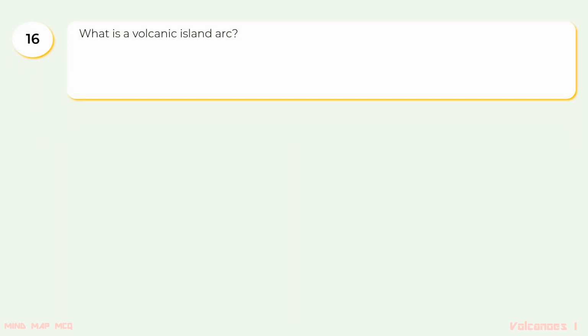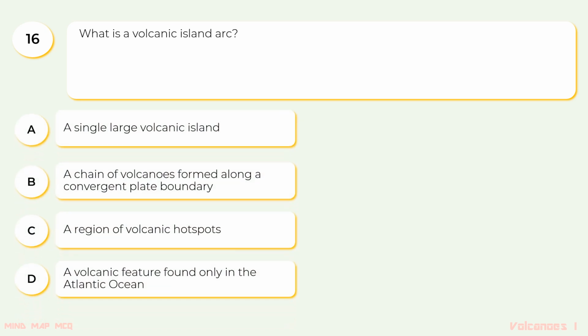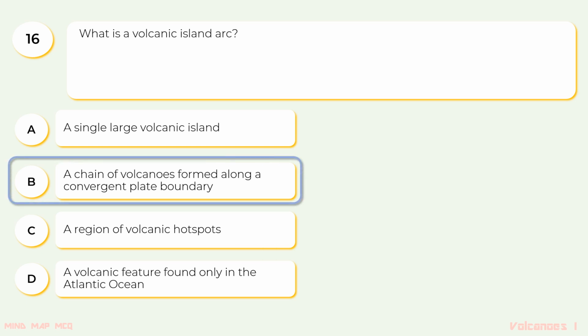16. What is a volcanic island arc? The options are A. A single large volcanic island, B. A chain of volcanoes formed along a convergent plate boundary, C. A region of volcanic hotspots, D. A volcanic feature found only in the Atlantic Ocean. The correct option is B. A chain of volcanoes formed along a convergent plate boundary.